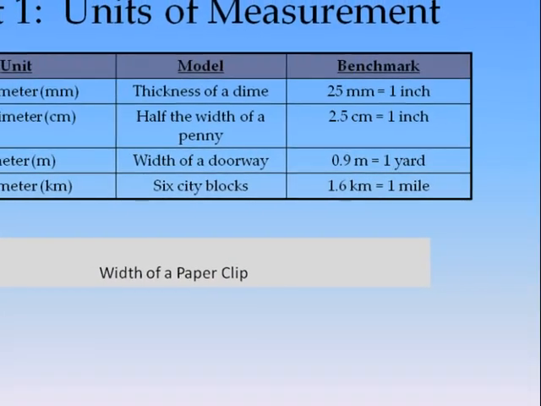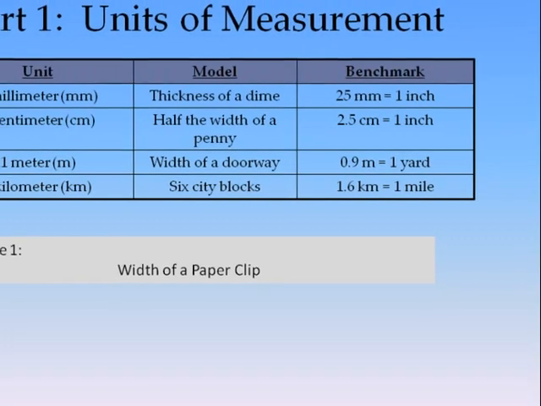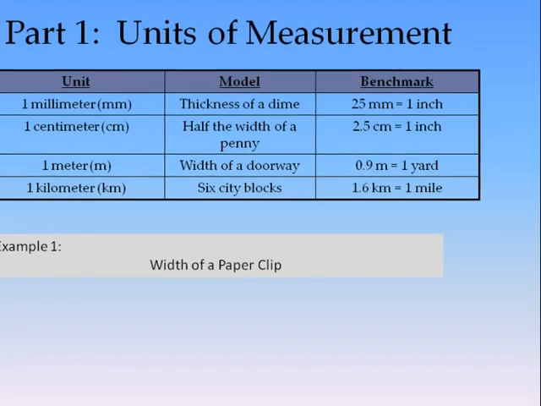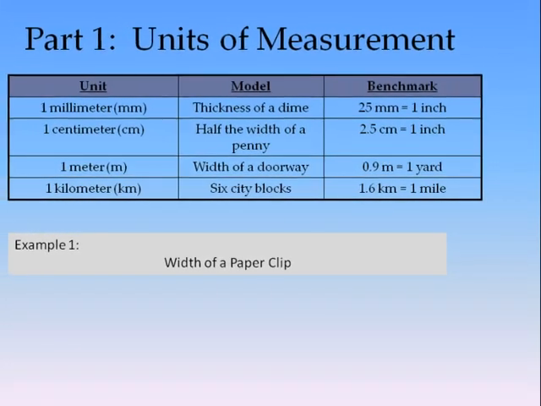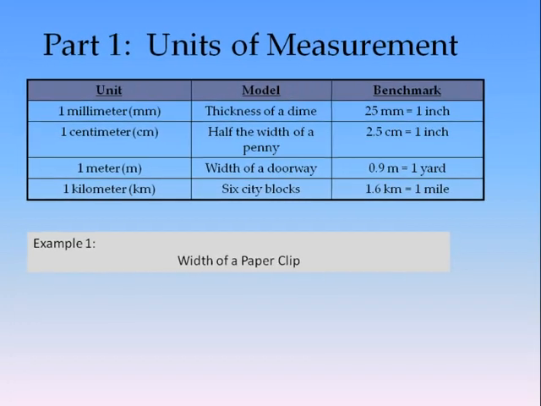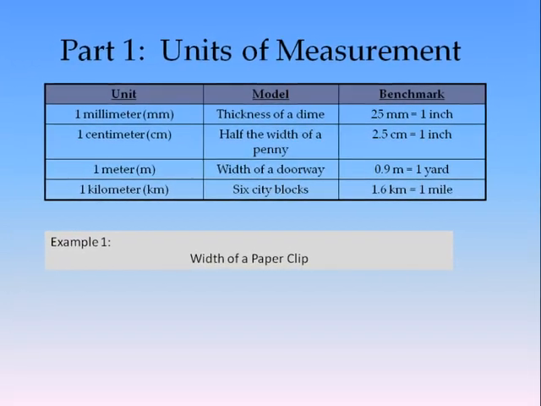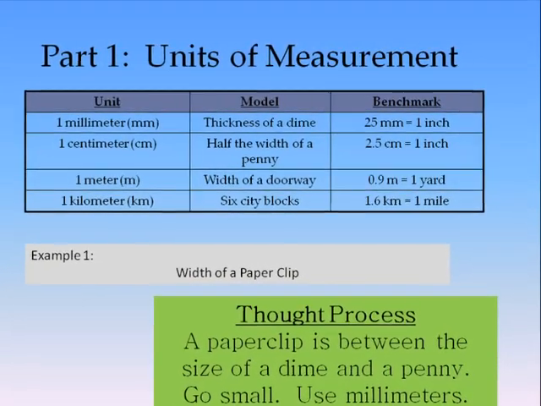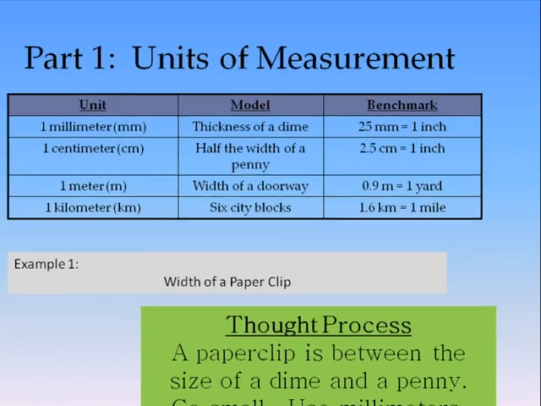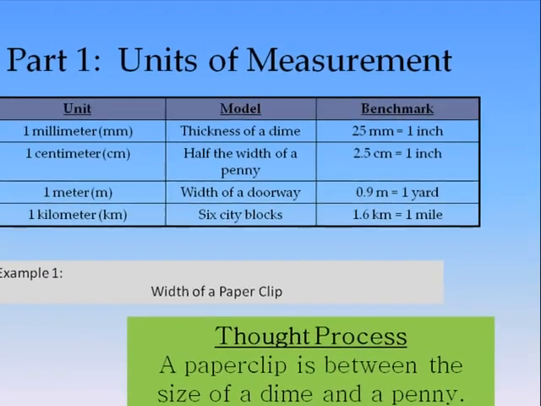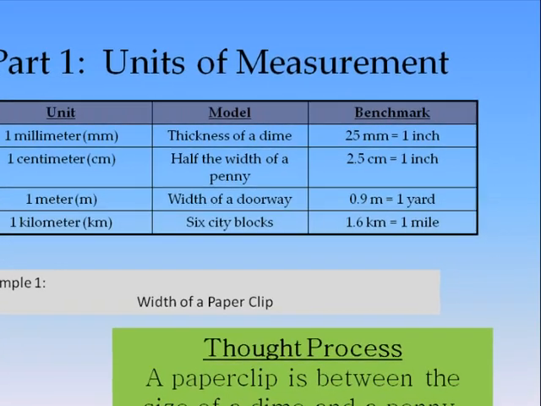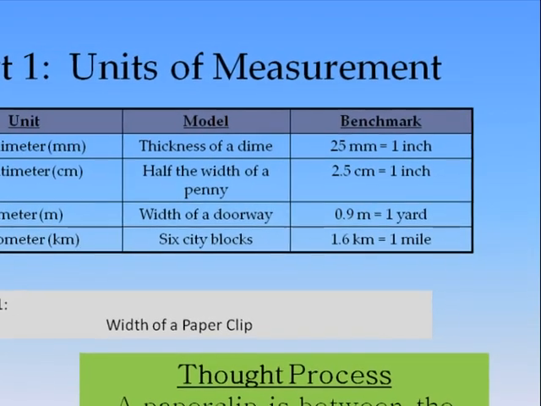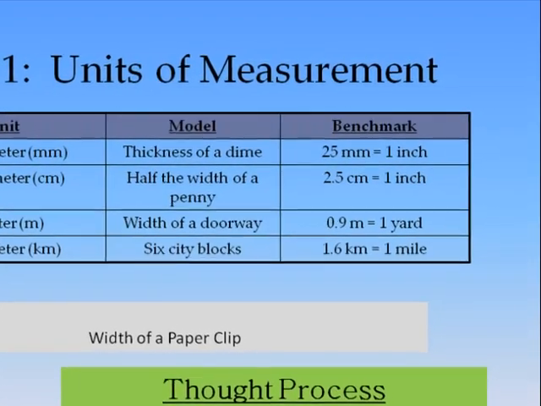Now, for part of today's assignment, all we really have to do is identify which measurement is the most accurate. So if you look at example number 1, I'd like to know which unit of measurement I should use if I was measuring how wide a paperclip is. Let's discuss how to do that. Now, I know a paperclip is bigger than a dime and maybe not as wide as about a penny, so it's in between there. I prefer to go small with my measurements, so I'm going to use a millimeter. It's probably a little bit closer to there. So I would use millimeters to measure how wide a paperclip is.